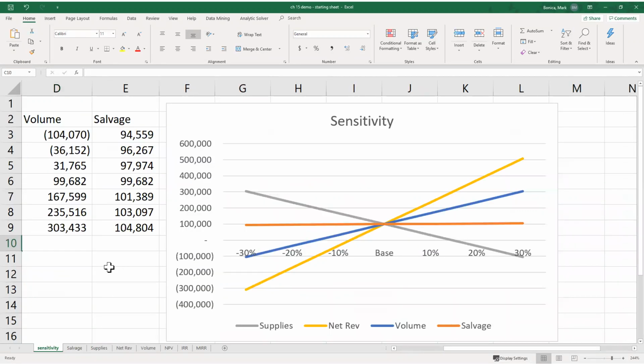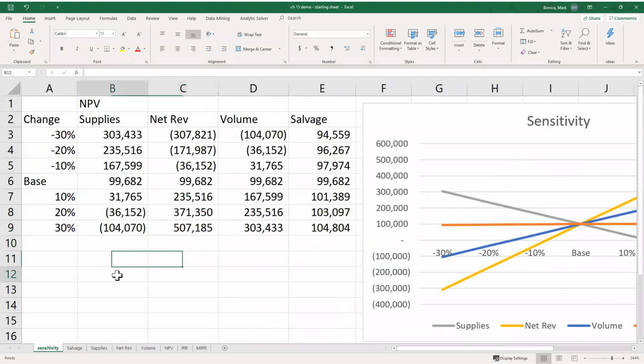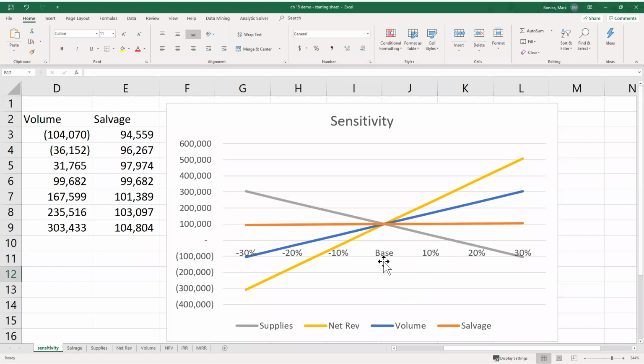Okay, and then we summarized on this sheet, and we grabbed from our supplies sheet our supplies outcomes, we grabbed our net revenue outcomes and so forth, and we graphed all the outcomes over here. And what we're looking for, right, when we do sensitivity analysis, are the variables that have the most significant impact on our model, right? And so that's the usefulness of sensitivity.